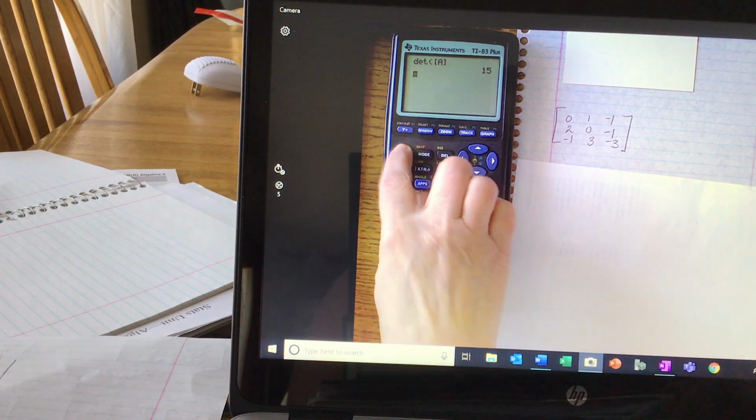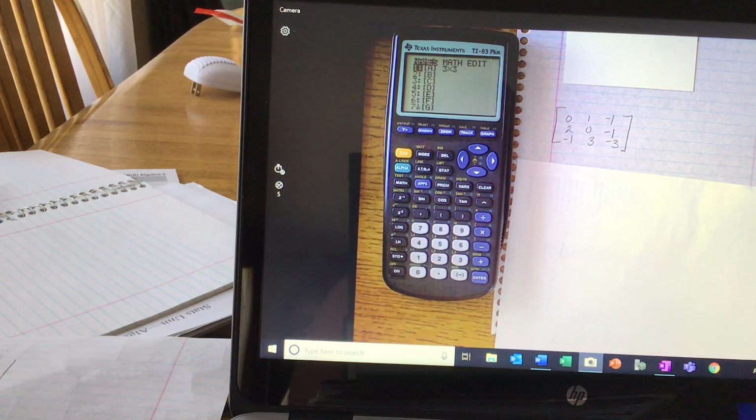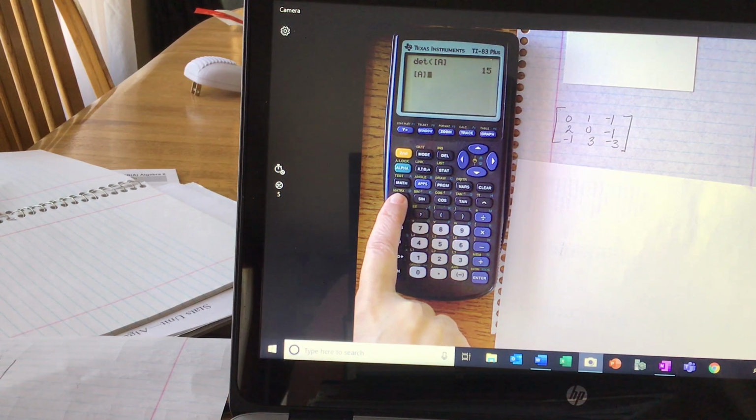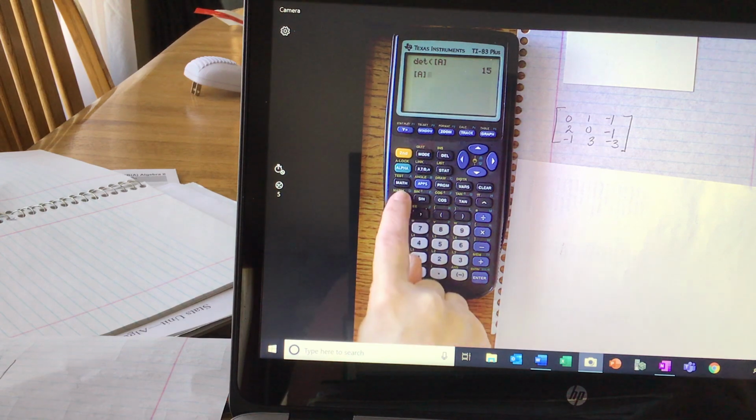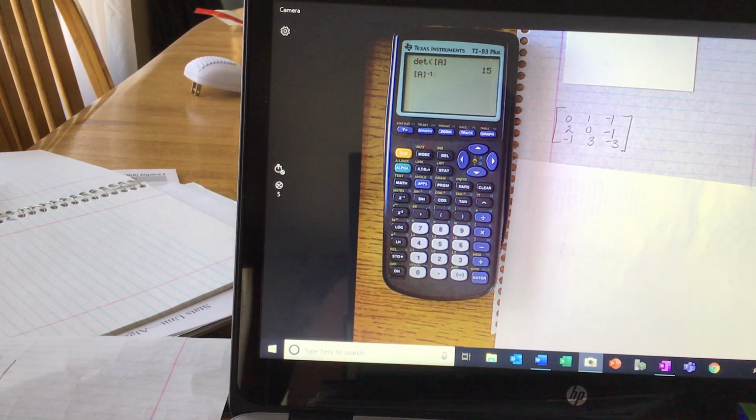So we go matrix, second, x to the negative 1. A is already highlighted, so we'll hit enter. And when you find an inverse, you raise it to the negative 1. So you're going to just press the x to the negative 1, not second. And notice you have A to the negative 1. If you hit enter, we get 3, 0, negative 1, 7, negative 1, negative 2, 6, negative 1, negative 2 as our matrix inverse.